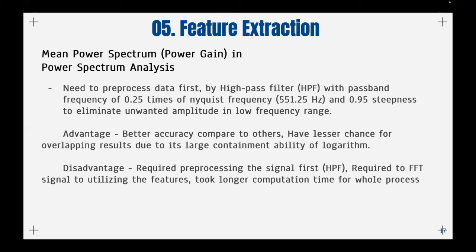The advantage of mean power gain in power spectrum analysis is better accuracy compared to others and a lesser chance of overlapping results due to its large containment ability of logarithm. However, the disadvantages are the requirement to preprocess the signal first with a high-pass filter and to fast Fourier transform the signal to utilize the features, which takes longer computation time for the whole process.